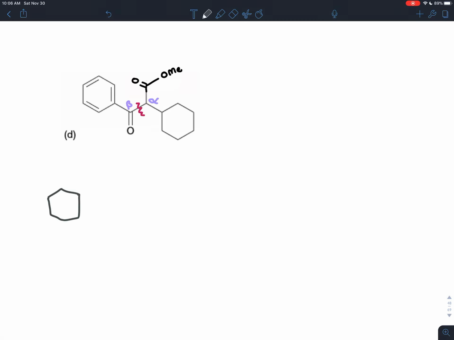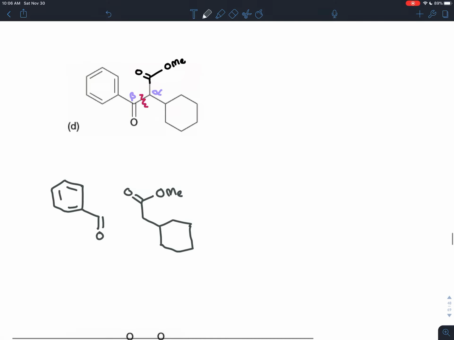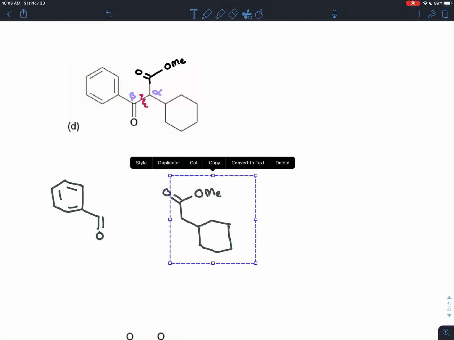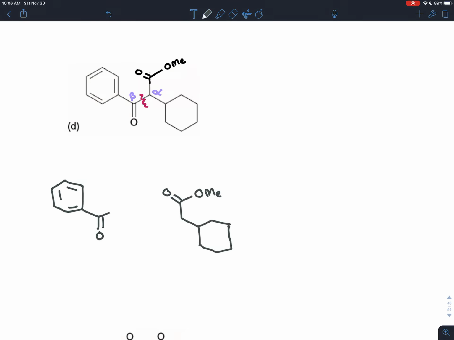Redraw each of those pieces separately. So you could have the group on the left, and then the group on the right. And actually, make that just a little bit neater. Okay, so those are our two carbon chains here. Now, you need two esters. One of them is already an ester. The other one needs to add an alkoxy group. Add the same alkoxy group that's in the other ester. And these are our two esters.